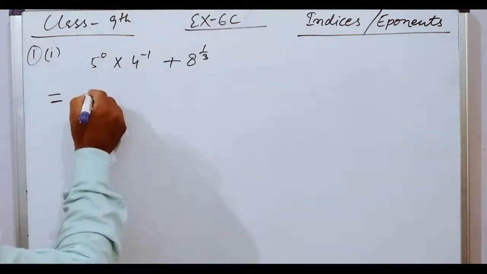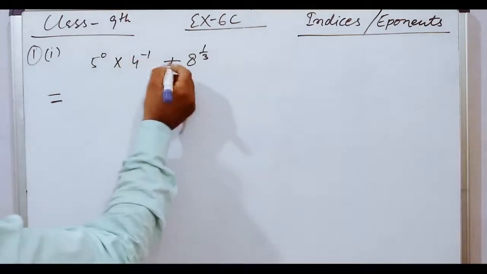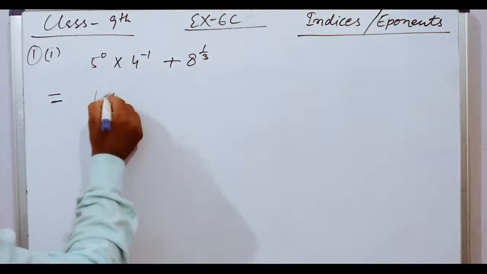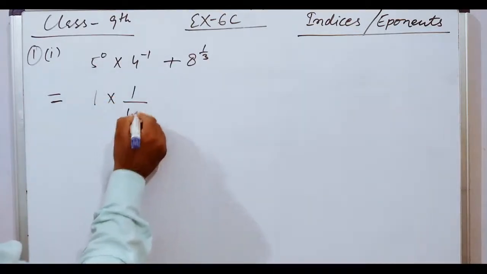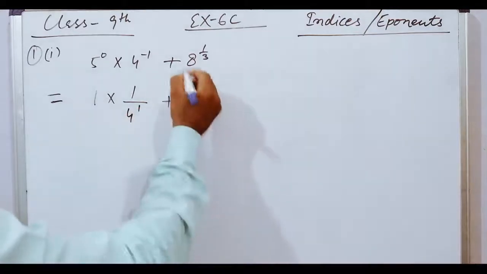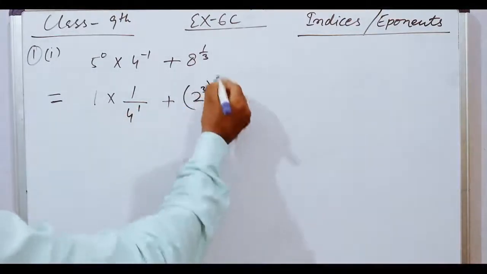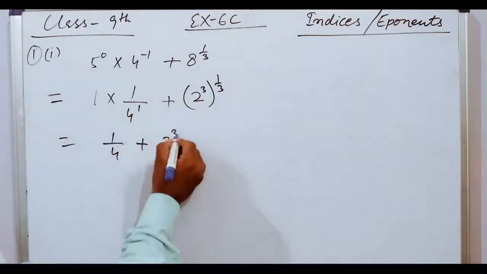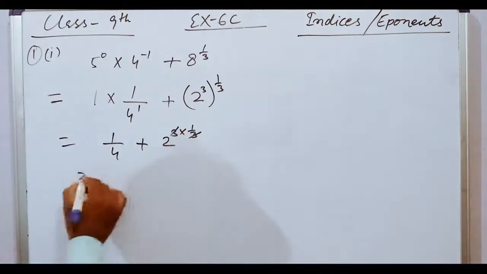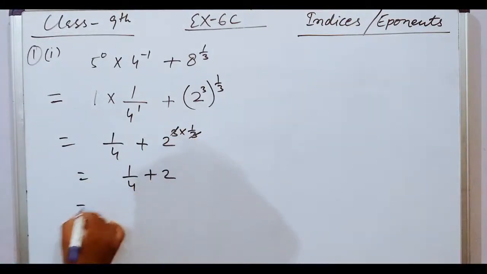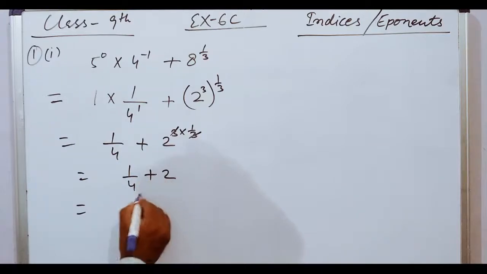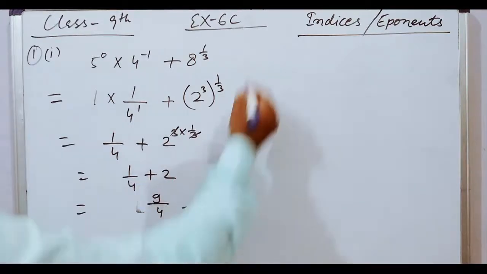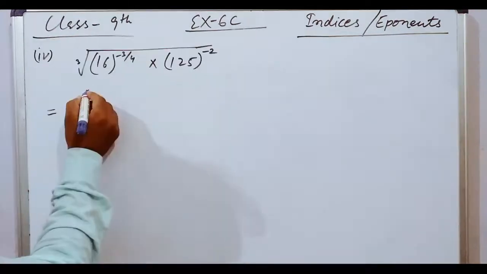5 to the power 0 into 4 to the power minus 1 plus 8 to the power 1 upon 3. 5 to the power 0 means 1, and it can be written as 1 upon 4 to the power 1 plus 8, which can be written as 2 to the power 3 whole power 1 upon 3. It is 1 upon 4 plus 2 to the power 3 into 1 upon 3. 1 upon 4 plus 2 is 8 upon 4, and plus 1 is 9 upon 4. This is the answer.